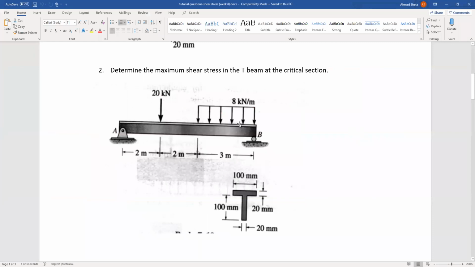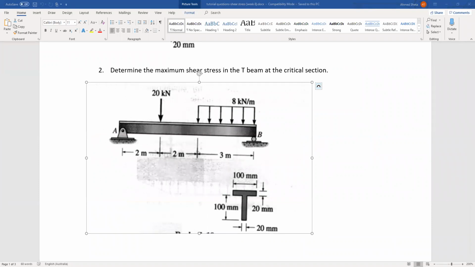Here, given a simple beam with two loads, a concentrated load 20 and a uniform load, and given the cross section of the beam is a T section, the requirement is to find the maximum shear stress. So the first step, we don't have the shear force, so we have to get the shear force from the beam. Then using this shear force, we will apply it to the section to get the shear stress. Okay, this is the idea in this one.